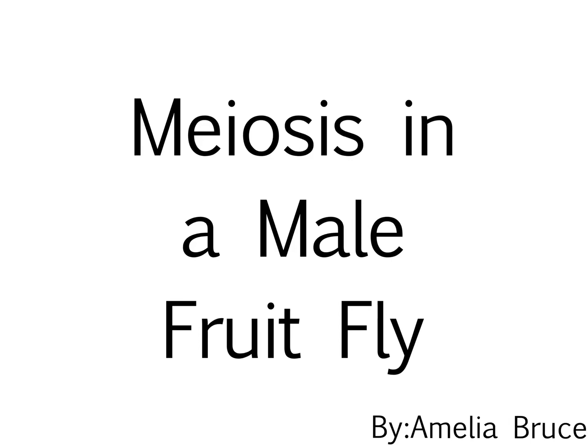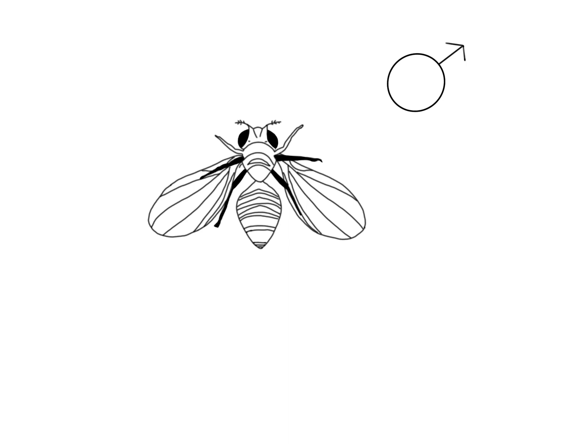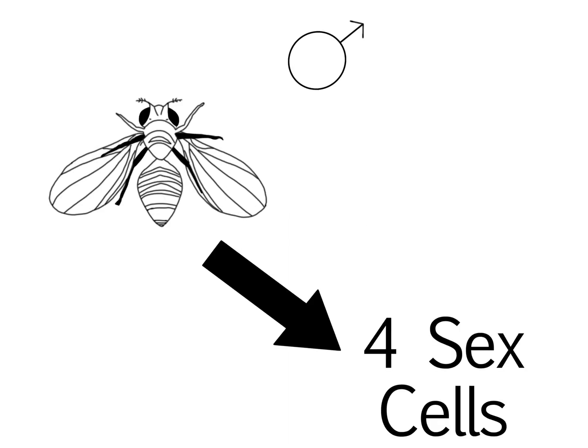Today I'll be talking about meiosis in a male fruit fly. I have shown this process through illustrations. Male fruit flies use meiosis to create 4 different sex cells. These sex cells are also known as gametes.